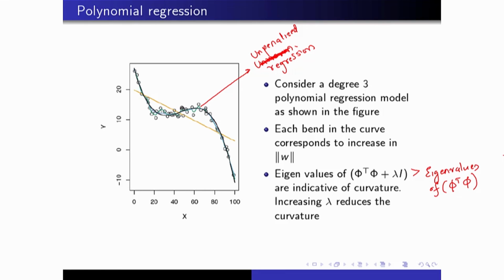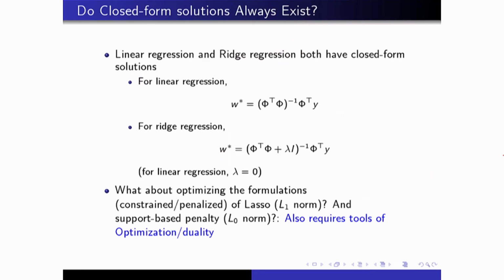But moving back to these different formulations, do closed form solutions always exist? We found closed form solutions for linear regression and ridge regression. How about lasso, the L1 norm? And how about the L0 norm? So all this requires tools from optimization and duality. You don't have closed form solutions for these, but you could develop iterative algorithms to solve these.